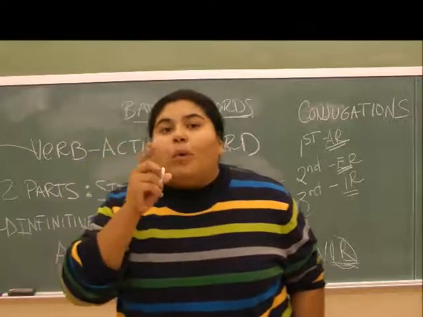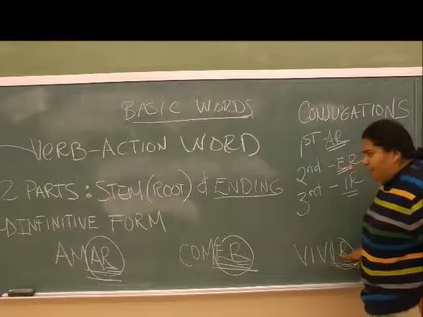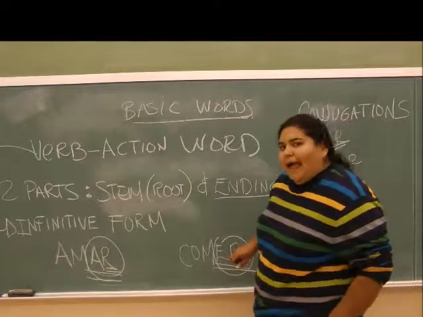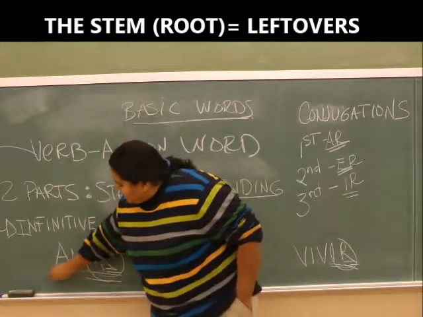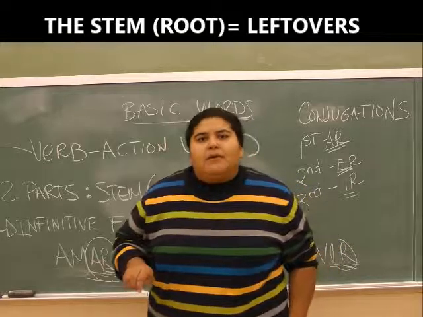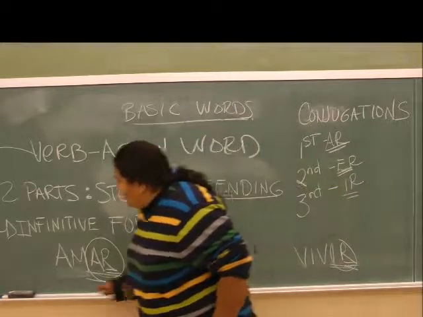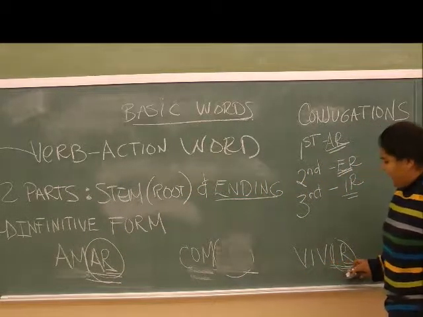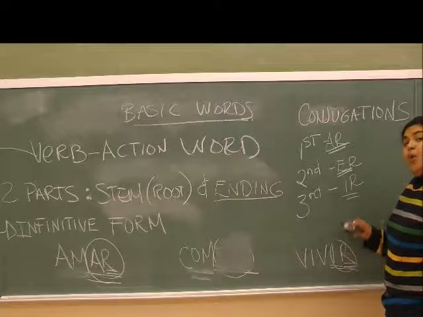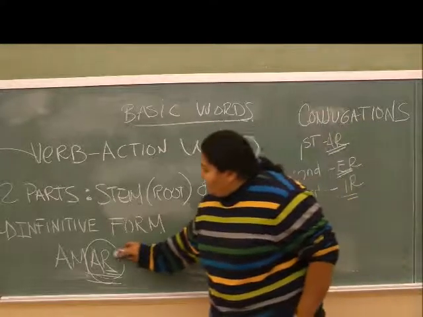Well, if the ending is the last two letters of every verb, the stem or the root is actually just the leftovers. Notice here in this case, am is what's left. Notice in this case, com is what is left. And notice in this case, when I get vivir and identify the ending, what is it that I'm left with? I'm left with viv.